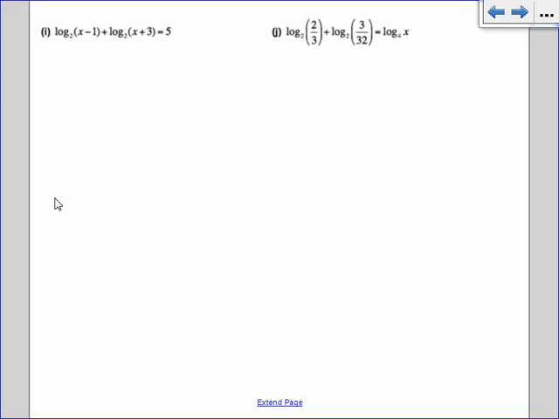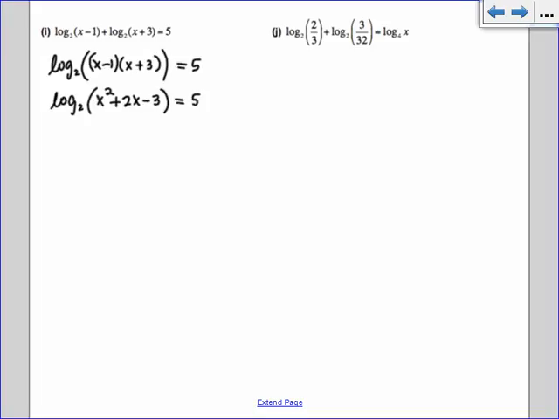All right, so Natalie just said when you add, you multiply, right? So this is going to be log base 2 of x minus 1 multiplied by x plus 3 equals 5. So you're going to have log base 2 of x squared plus 3x minus 1x, so plus 2x minus 3 equals 5, which allows you to switch forms. So you have 2 to the 5 equals x squared plus 2x minus 3. So 2 to the 5 is 32 equals x squared plus 2x minus 3.